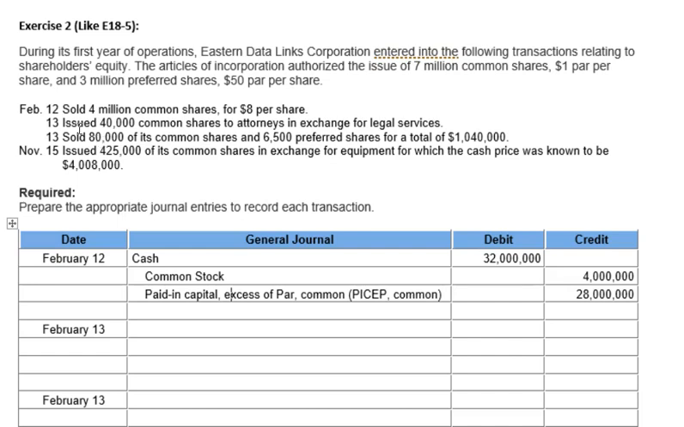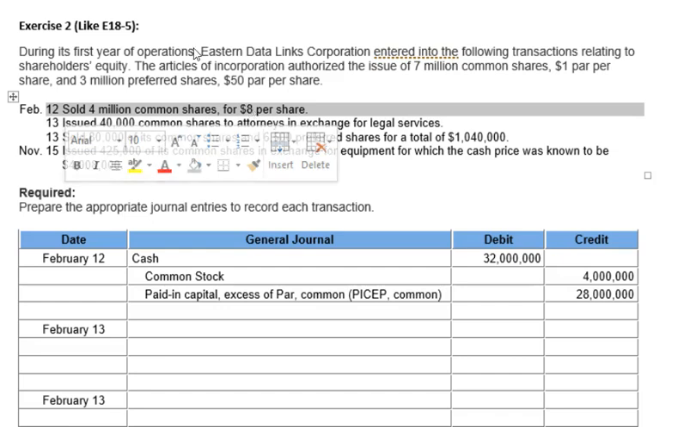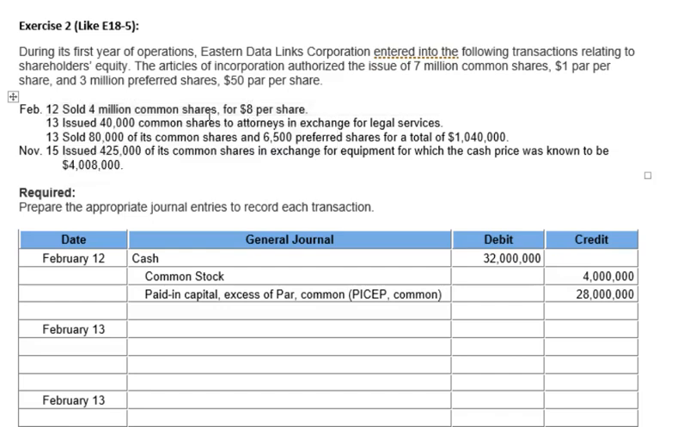All right. February 13th, we issued 40,000 common shares to attorneys in exchange for legal services. Now, what we're assuming here is still the $8 per share, so it's the 12th, 13th would still be $8 per share. I really wish the problem would tell you the value because stock prices do fluctuate, so we couldn't guarantee that would be 8. But the way they've written the problem, they're still going to assume here the $8 per share.